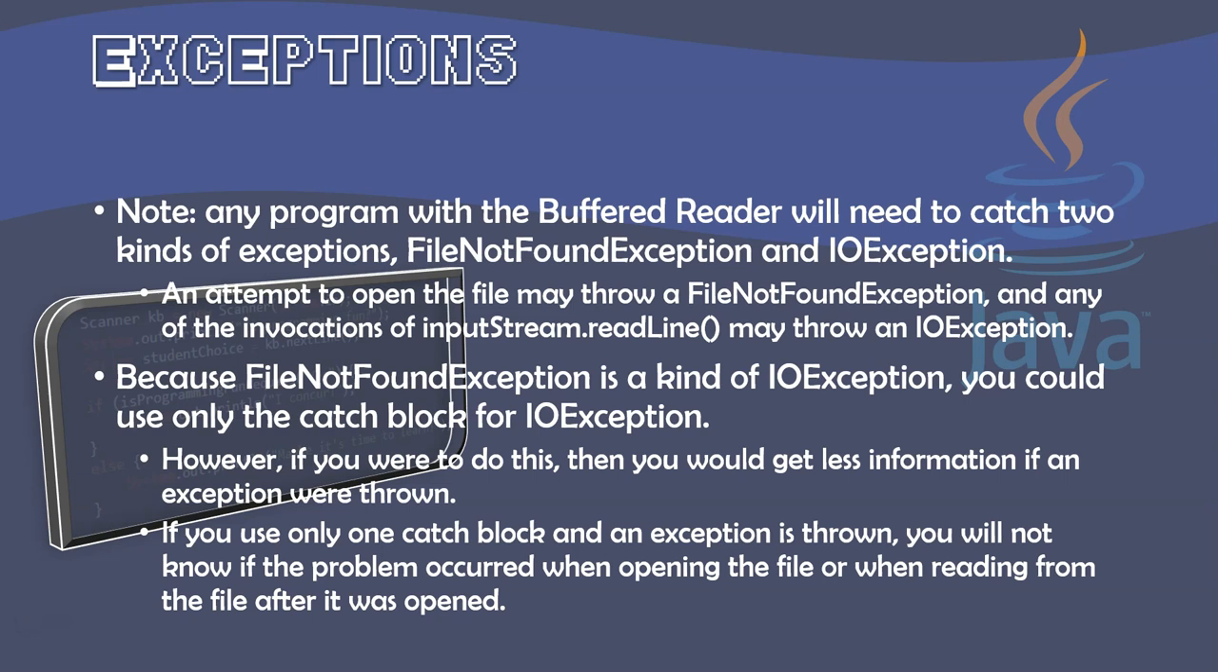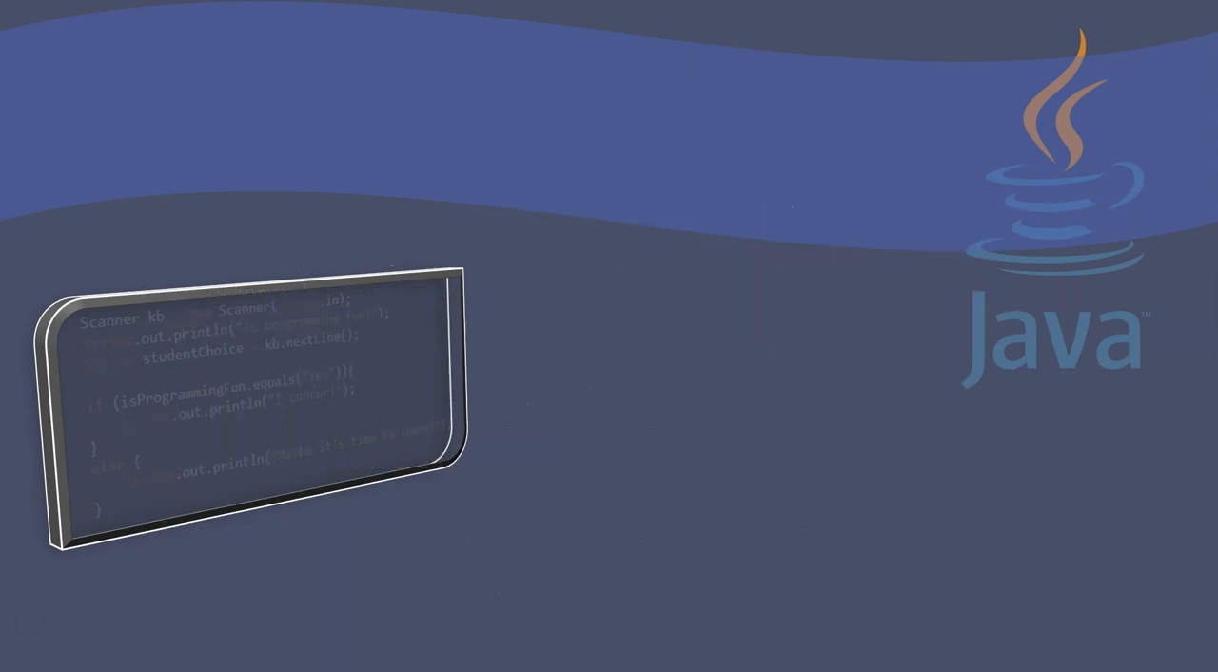If you only use one catch block and the exception is thrown, you'll not know if the problem occurred either when you open the file or when you attempted to read the information from that file. So again, that's why we help differentiate this out into these two different types of exceptions.